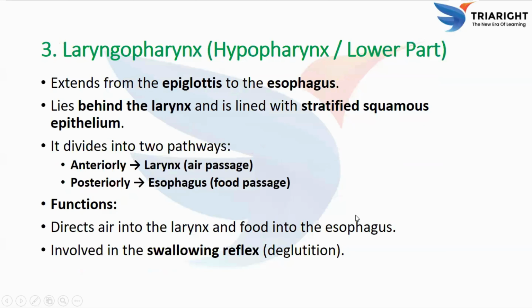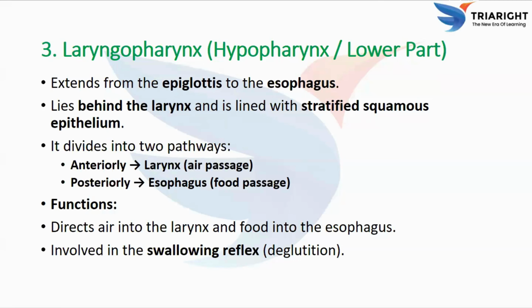Now coming to the last part of the pharynx, which is the laryngopharynx or hypopharynx. It is the lowest part, right? You have seen in the picture, it is the lowest part. It serves as a shared passageway for both air and food before they separate into different parts. So what is the location? It extends from the epiglottis down to the esophagus. It also lies behind the larynx.